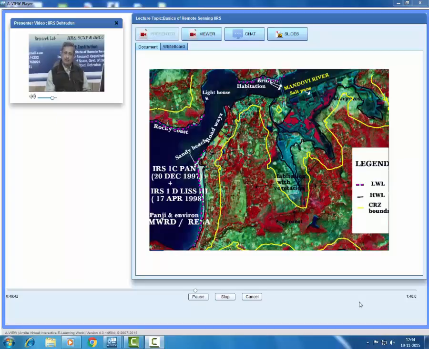CRZ has been divided into CRZ 1, 2, 3, and 4. CRZ1 is mainly all the ecologically sensitive areas like mangroves, corals, mudflats, wetlands, and sand dunes. CRZ2 is mainly the coastal rural areas, CRZ3 the urban areas, and CRZ4 mainly the Andaman Nicobar, the small islands. In the Government of India Gazette, there are various activities which are permissible and which are not permissible or prohibited. Those lists have been given. So you can think about what activities you can do in the CRZ and what activities you cannot do in the CRZ area.